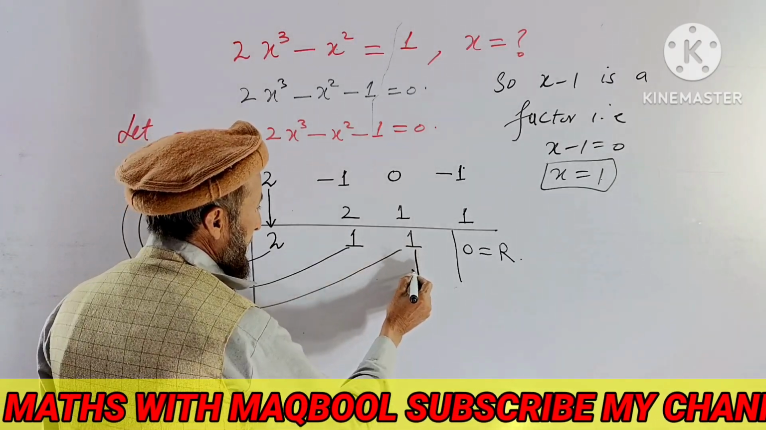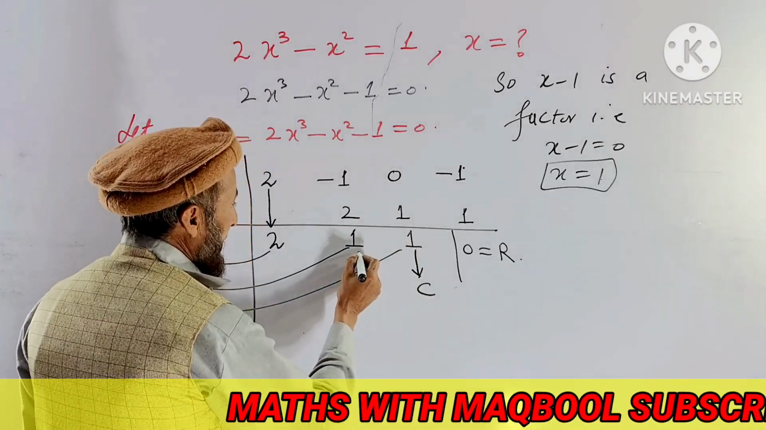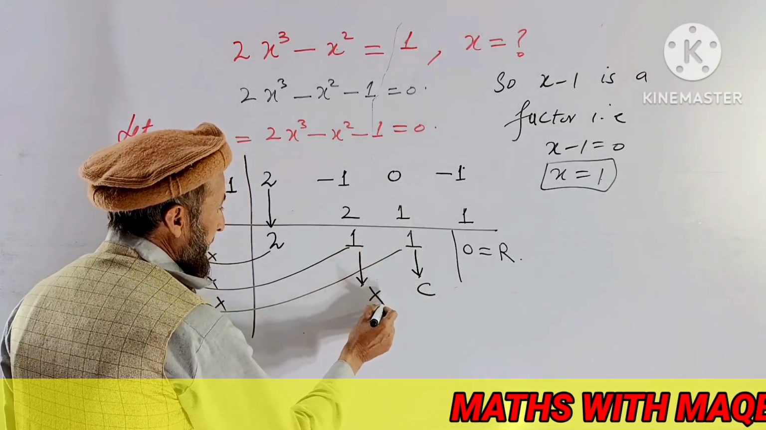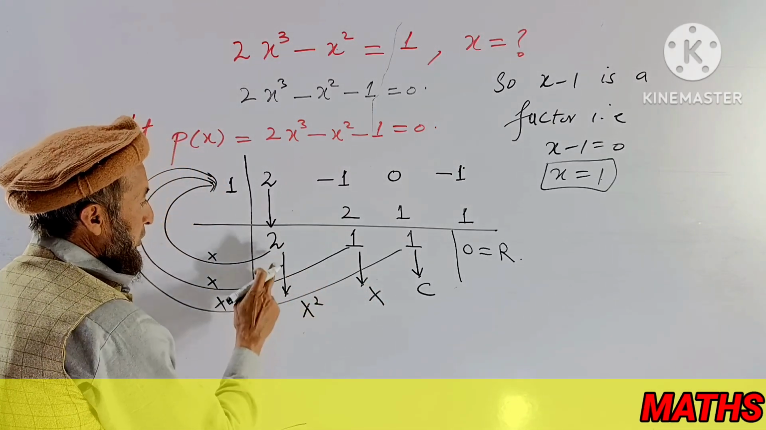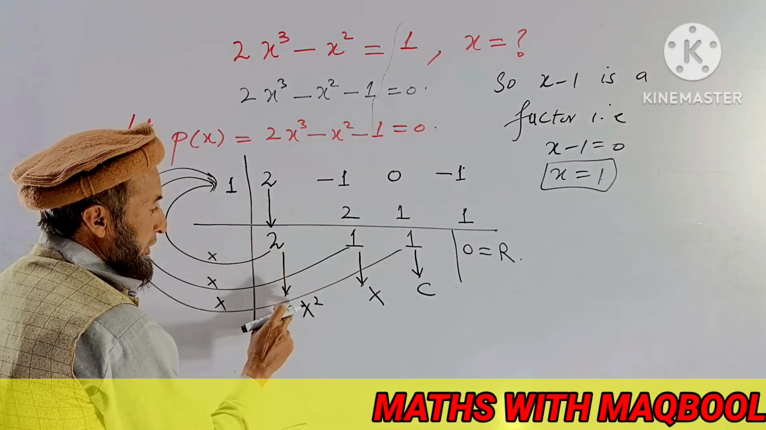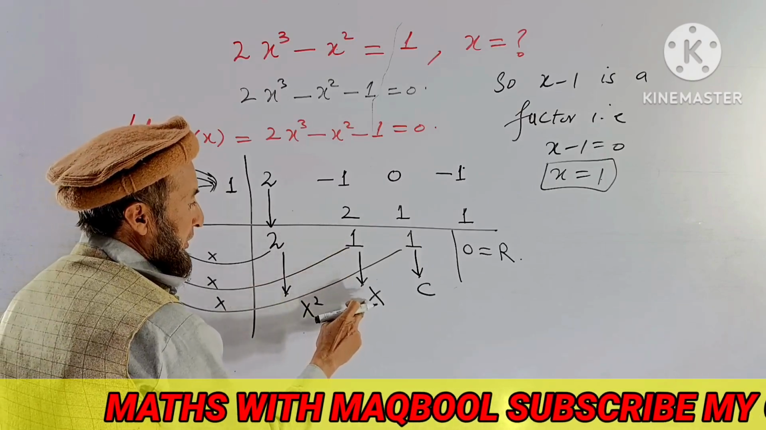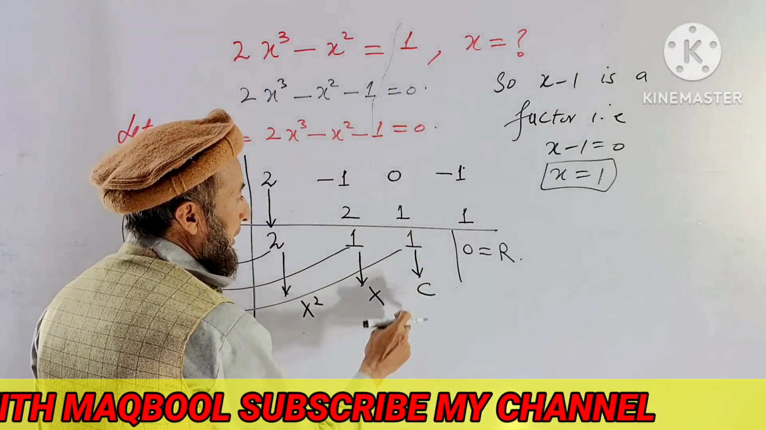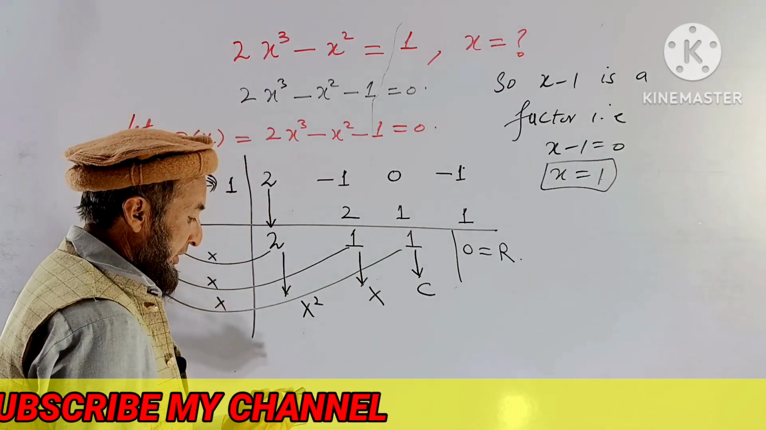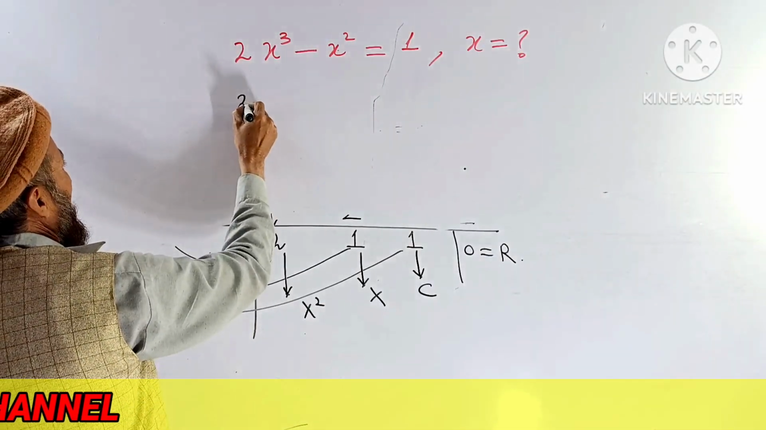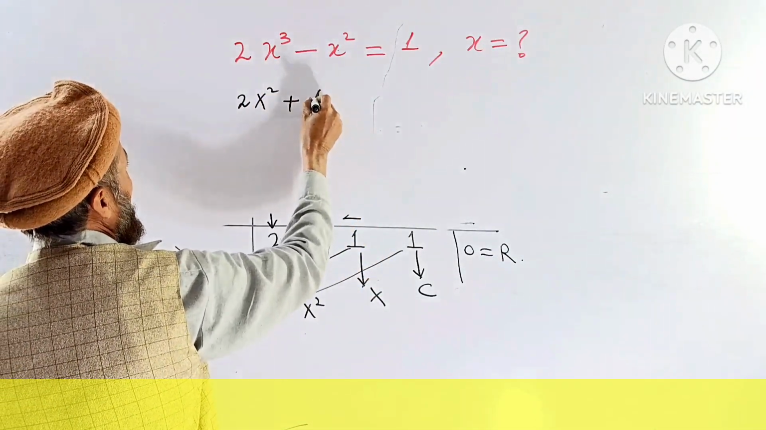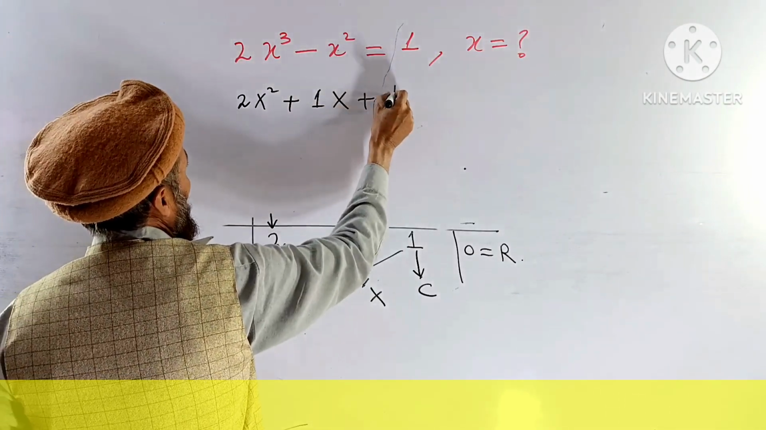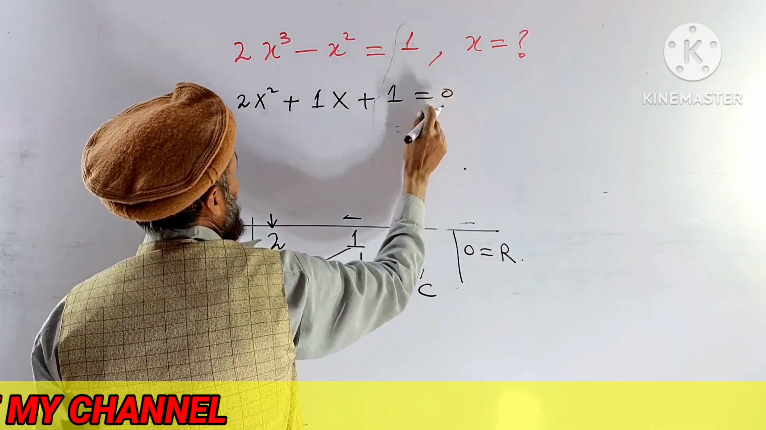Now how can we arrange the remaining terms into the quadratic form? So look here, the first value will be the coefficient of x square, the second is the coefficient of x, and the third will be the constant. So we arrange this: 2x square plus 1x plus 1 is equal to 0.